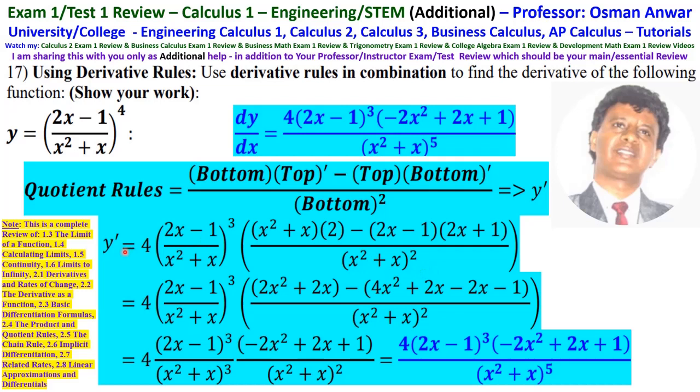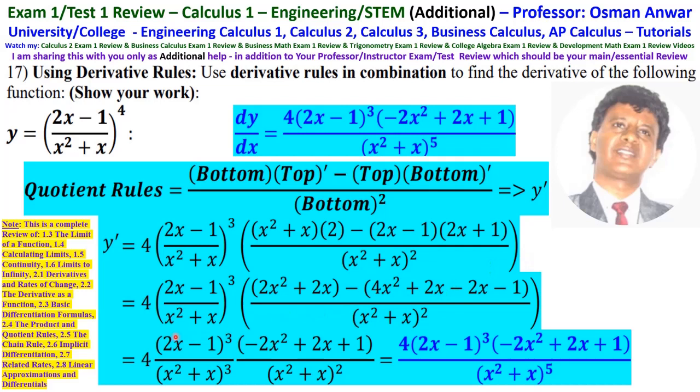Then this is equal to 4 times (2x minus 1 over x squared plus x) to the third times the derivative of the top is 2x squared plus 2x minus 4x squared plus 2x minus 2x minus 1 over (x squared plus x) all squared. Then here 2x cancels the 2x.